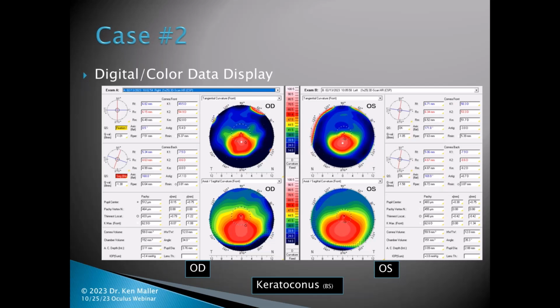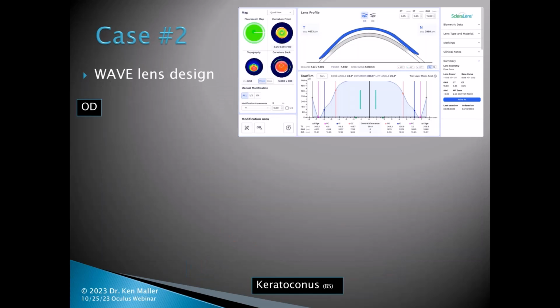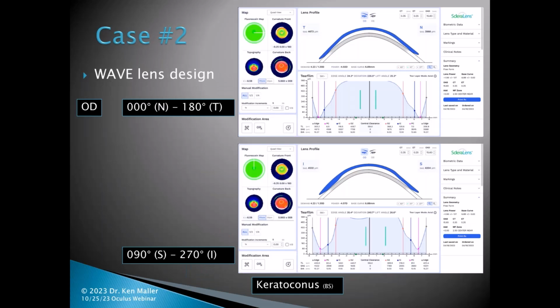You can see the axial maps down below. The irregularity is well into the visual axis and distorting her vision. That really is astounding to me that she was able to get by with a pair of glasses with that much irregularity present. So here's my wave lens design, and once again, I've put the horizontal cross section on the top and the vertical cross section on the bottom.